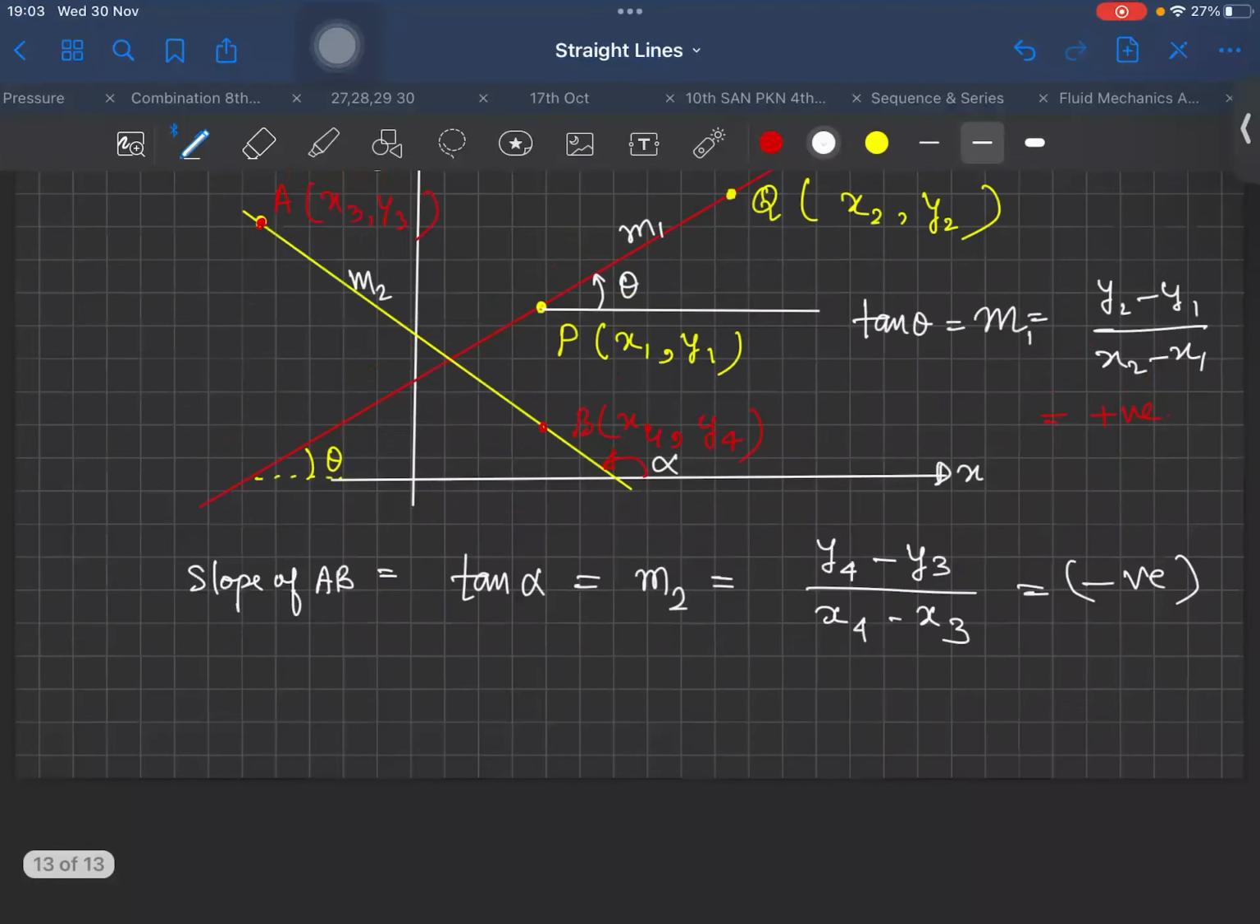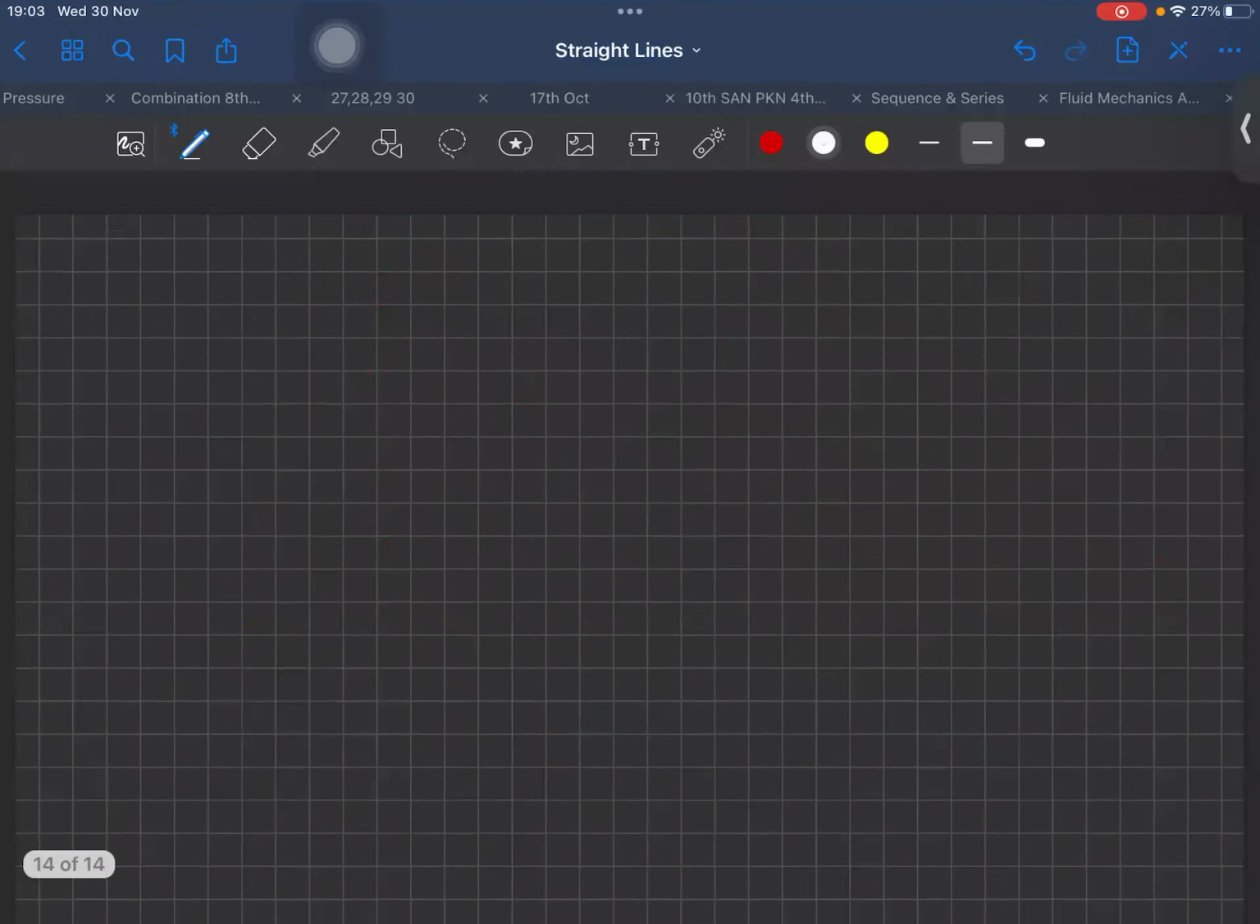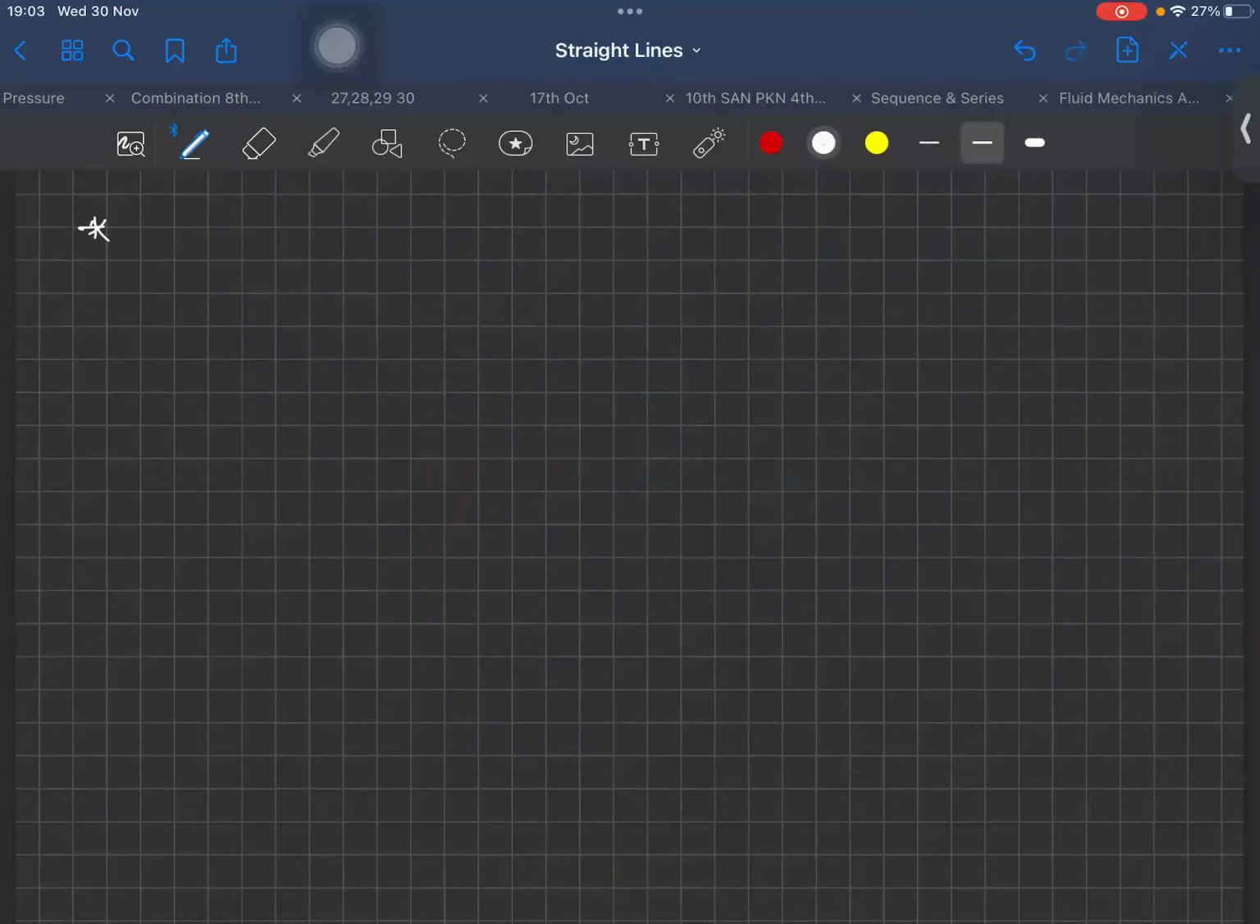Now write down the next topic: conditions for parallel lines and perpendicular lines. First, number one, write down parallel lines.